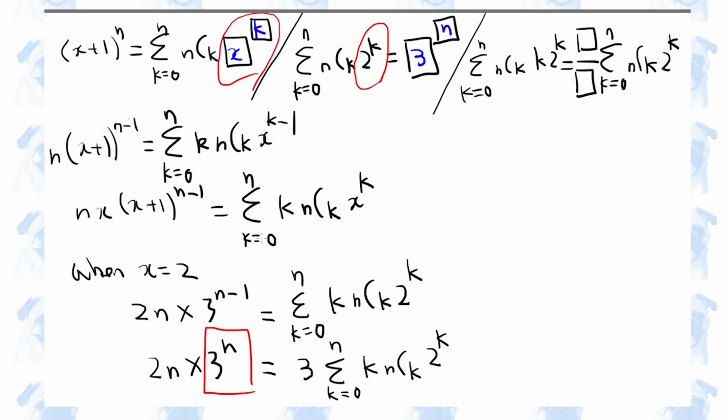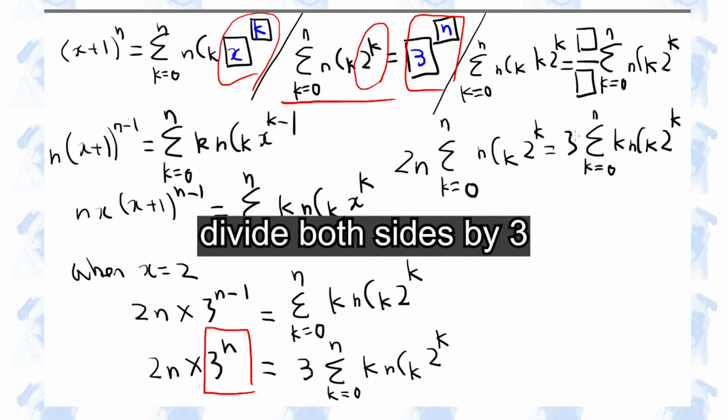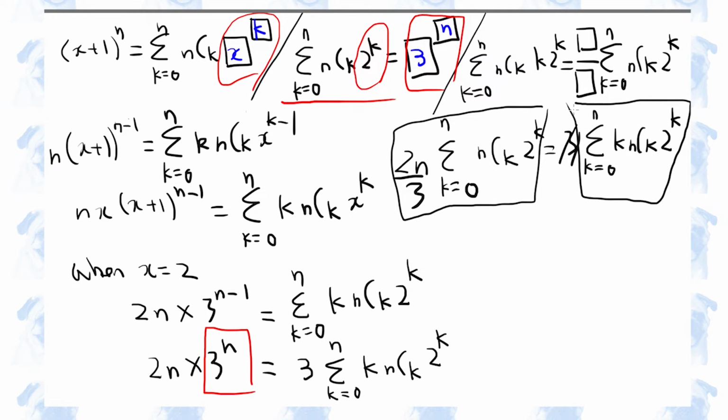Now 3 to the power of n is equal to this expression here. So let's replace this with this. And divide both sides by 3. And the right-hand side is identical to the left-hand side of this equation, and the left-hand side of this equation is very similar to the right-hand side of this equation. Therefore, 2n over 3.